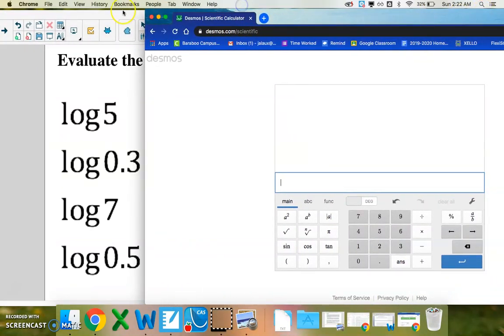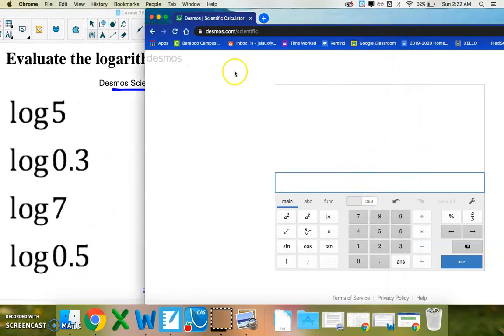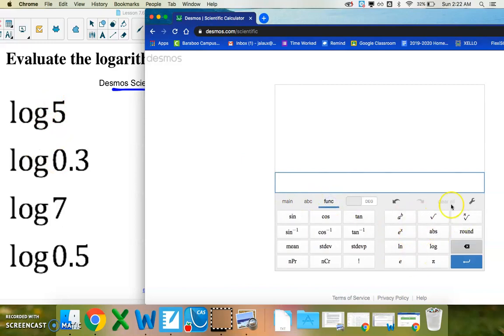So the first question I'm asking you guys is to evaluate log of 5. To use this, I went to desmos.com scientific. Mostly your functions and your buttons are going to be here. You've got the squared, the exponent of 2, 3, or 4, and then the square root and the nth root. But in order to get to our log function, we have to use the function button here. So we go function, and this is where all of our operators and expressions are. For today, we're going to use log.